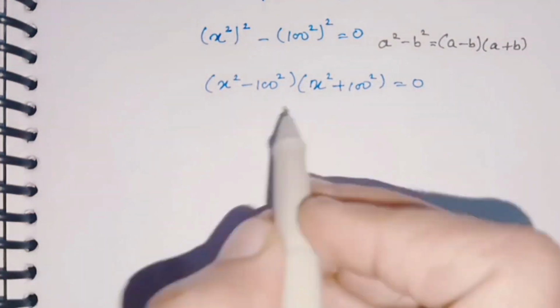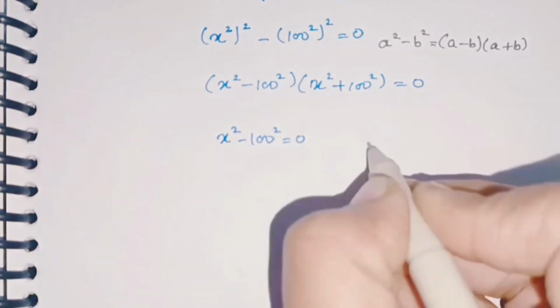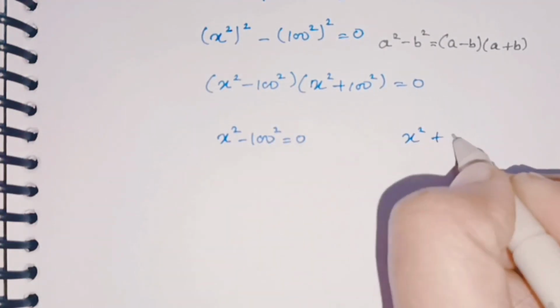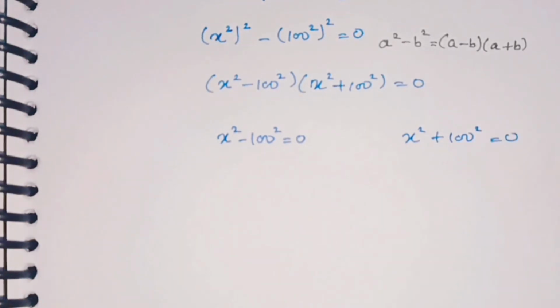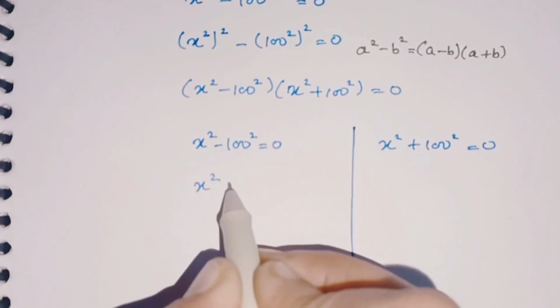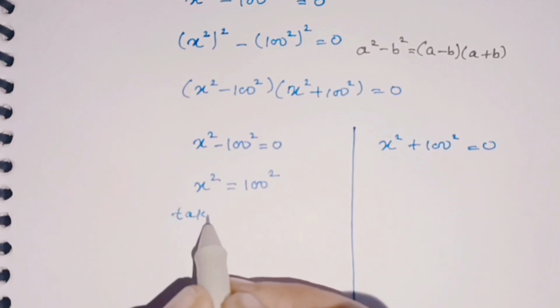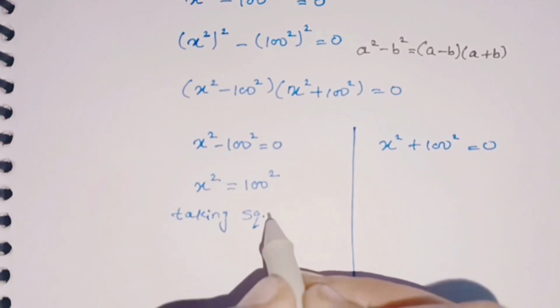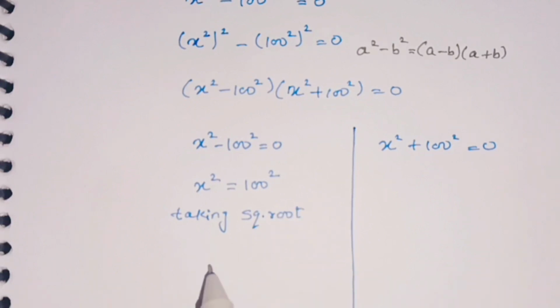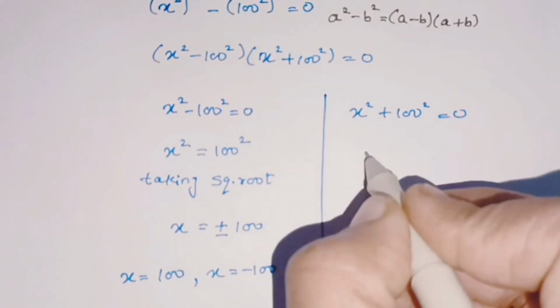That is, we can write x square minus 100 square is equal to 0, or x square plus 100 square is equal to 0. Let's solve them separately. We get x square is equal to, this minus 100 square will become plus 100 square on the right hand side. By taking square root on both the sides, we can write x is equal to plus or minus 100. Hence, we got two values of x, that are 100 and minus 100.